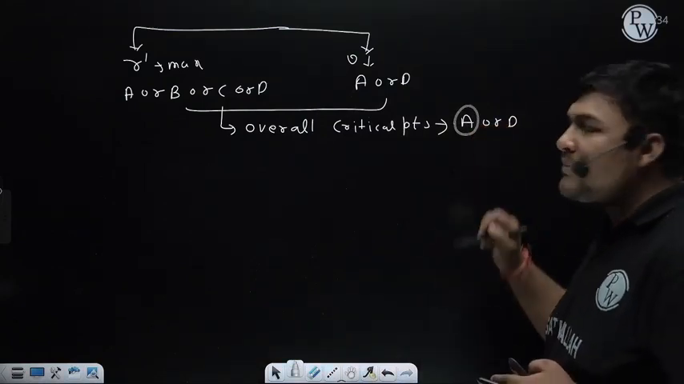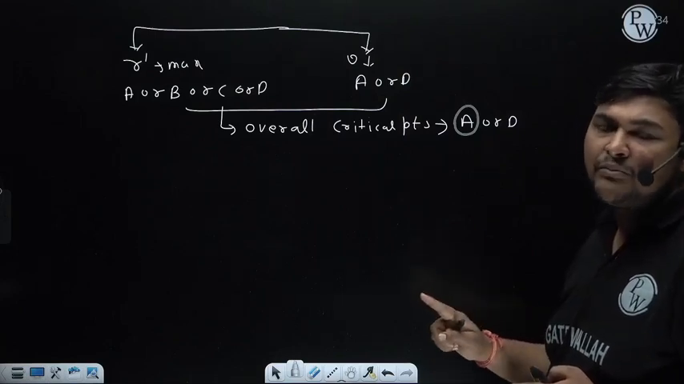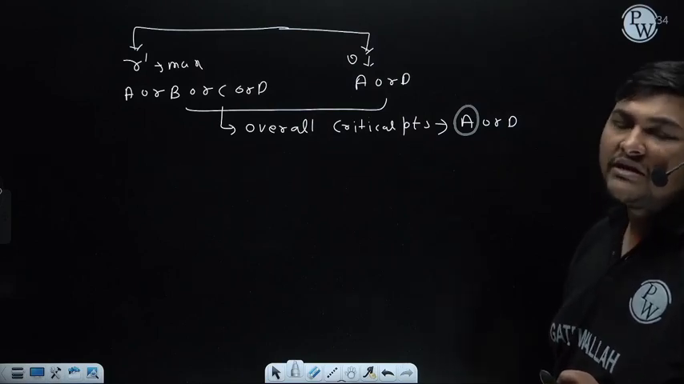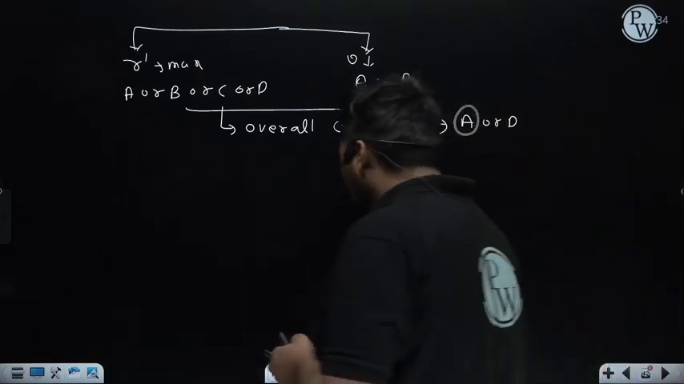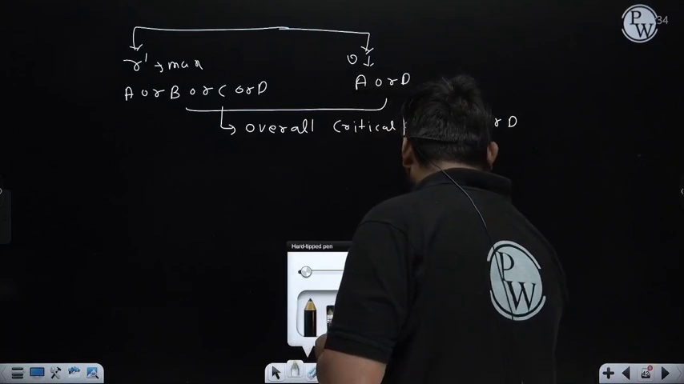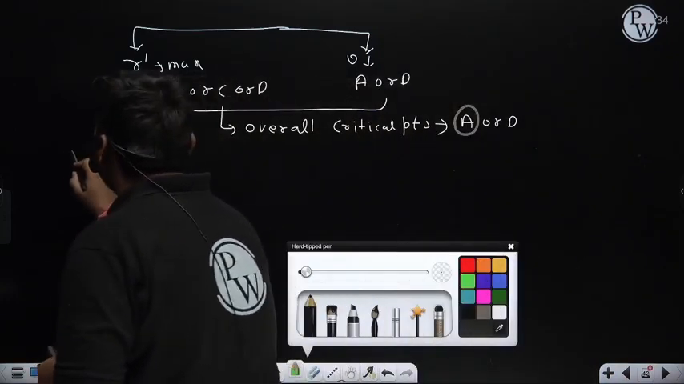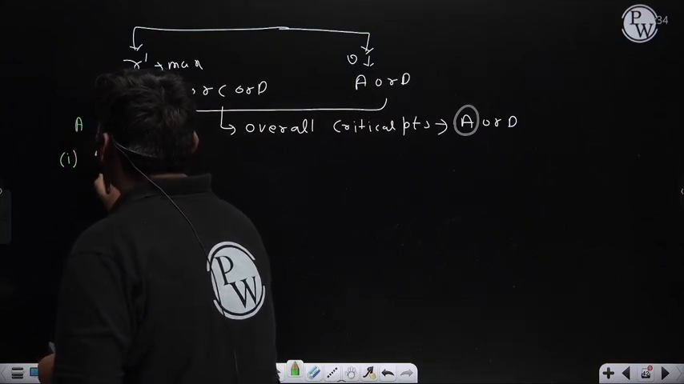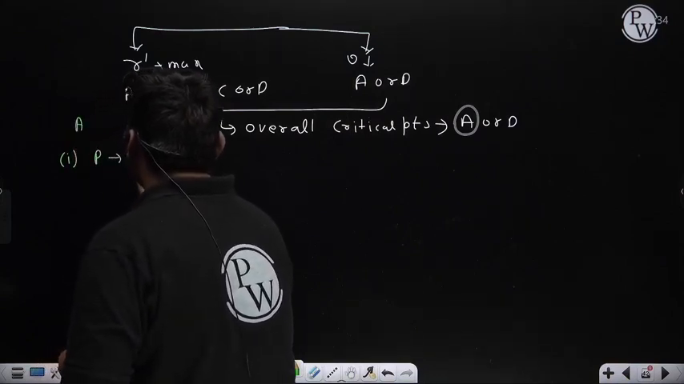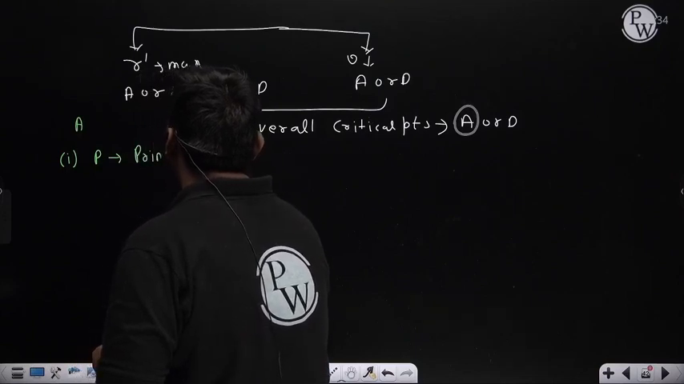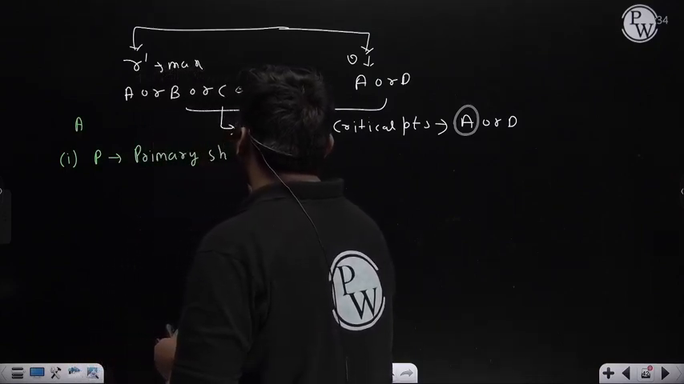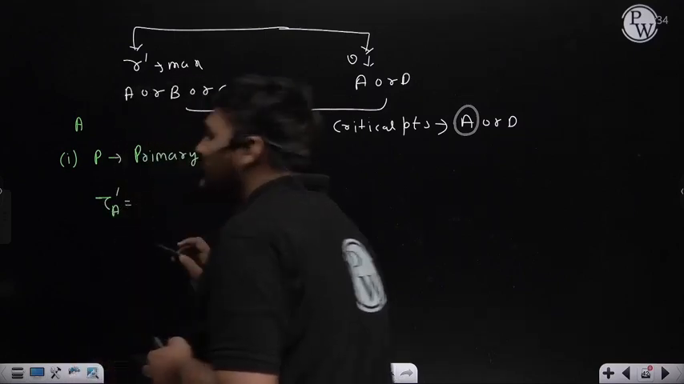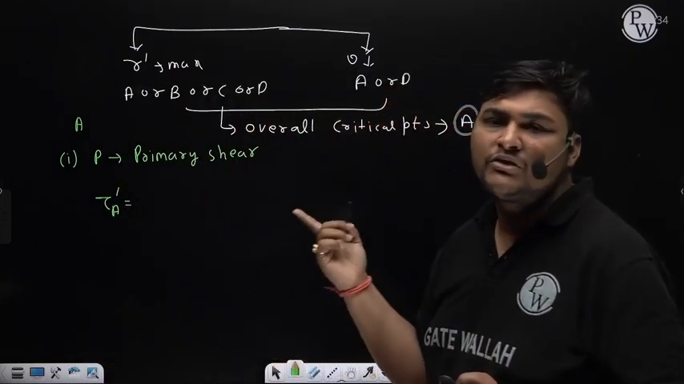So first we will calculate the primary shear stress at point A, the secondary shear stress at point A, and the resultant shear stress at point A. That will be the maximum shear stress, because it is the resultant shear stress of critical point A. First I am calculating the primary shear stress at point A. Primary shear stress means the stress coming due to force P, and due to force in a welded joint, shear always comes. The primary shear stress at each point will be the same, including point A.